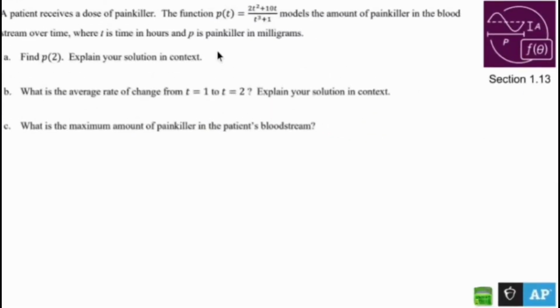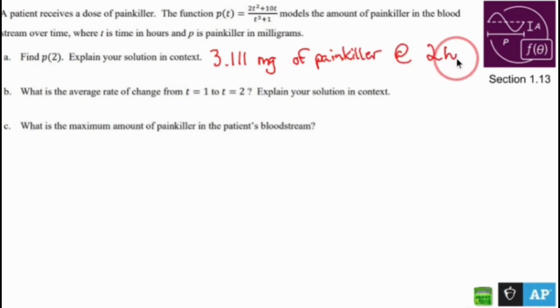All right, so we ended up with 3.111 going on forever. And what that means in context is after 2 hours, we had 3.111 milligrams of painkiller in our bloodstream. So 3.111 milligrams of painkiller in the bloodstream at 2 hours. And so we'll write it out that way because we don't have space to write everything else.